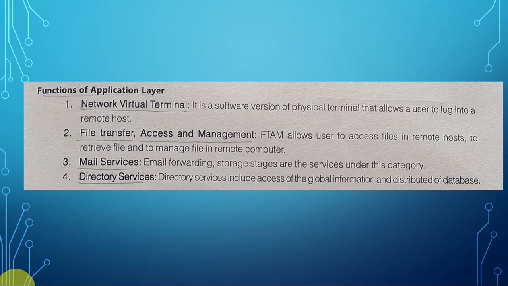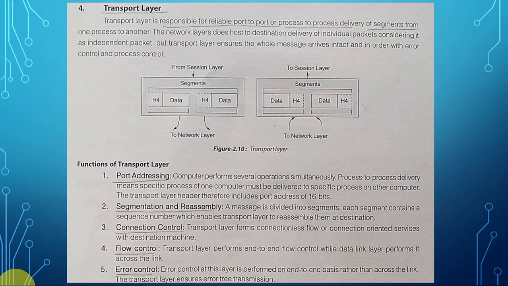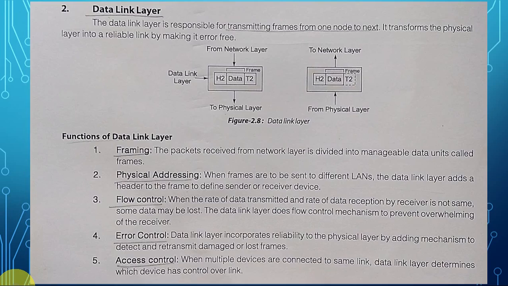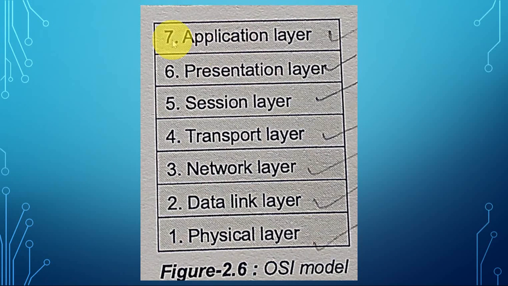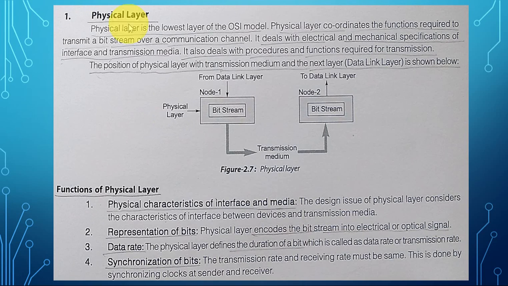So in this tutorial we have learned the 7 layers of the OSI model. We have discussed them from down to up: physical layer, data link layer, network layer, transport layer, session layer, presentation layer, application layer. Physical layer: the functions are the physical characteristics of the interface and media, representation of bits, data rate, and synchronization of the bits.